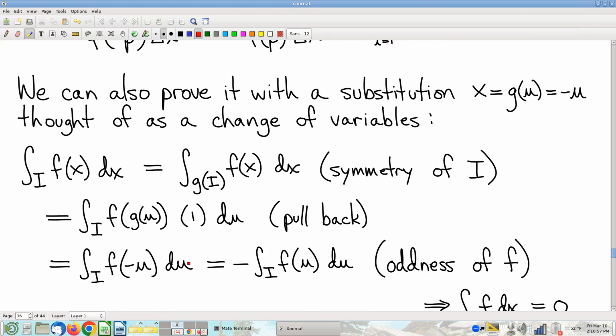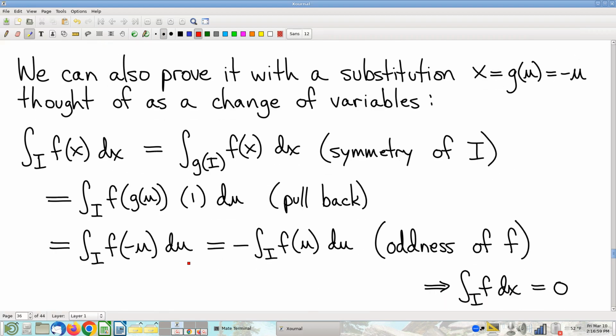Here's a arguably better, different point of view. I claim you can prove it with a substitution. Y'all remember substitution from Calc 2. Calc 1, Calc 2, again, it depends on your course. And here's the idea. Because the interval is known to be symmetric, it is its own reflection. So I'm going to rewrite the interval as the reflection of the interval.